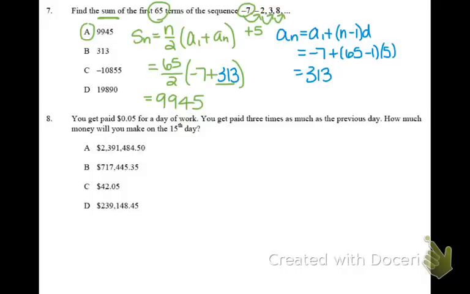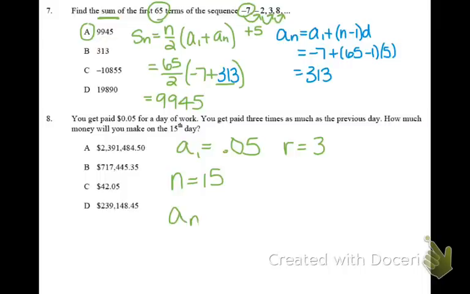For number 8, you get paid 5 cents a day for work. You get paid 3 times as much as the previous day. How much will you make on the 15th day? So your A1 is your first day, which is 0.05, so 5 cents. It's 3 times as much, which means your common ratio is 3. So we want to know how much you'll make on the 15th day, which means n is 15, since you're looking for the 15th term.